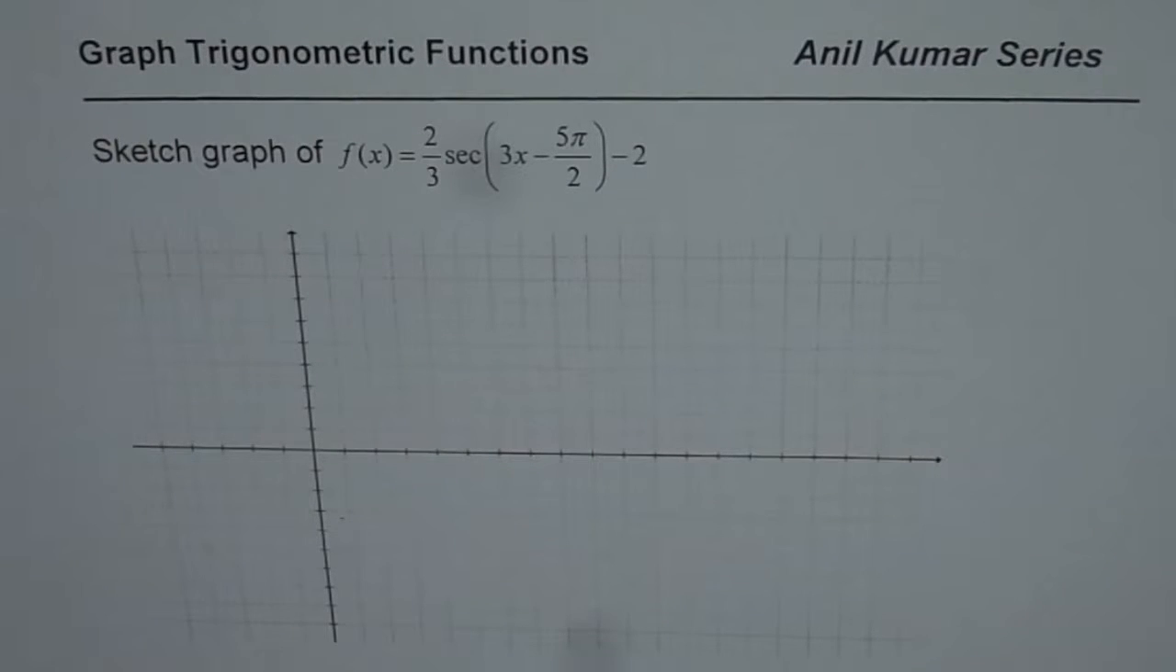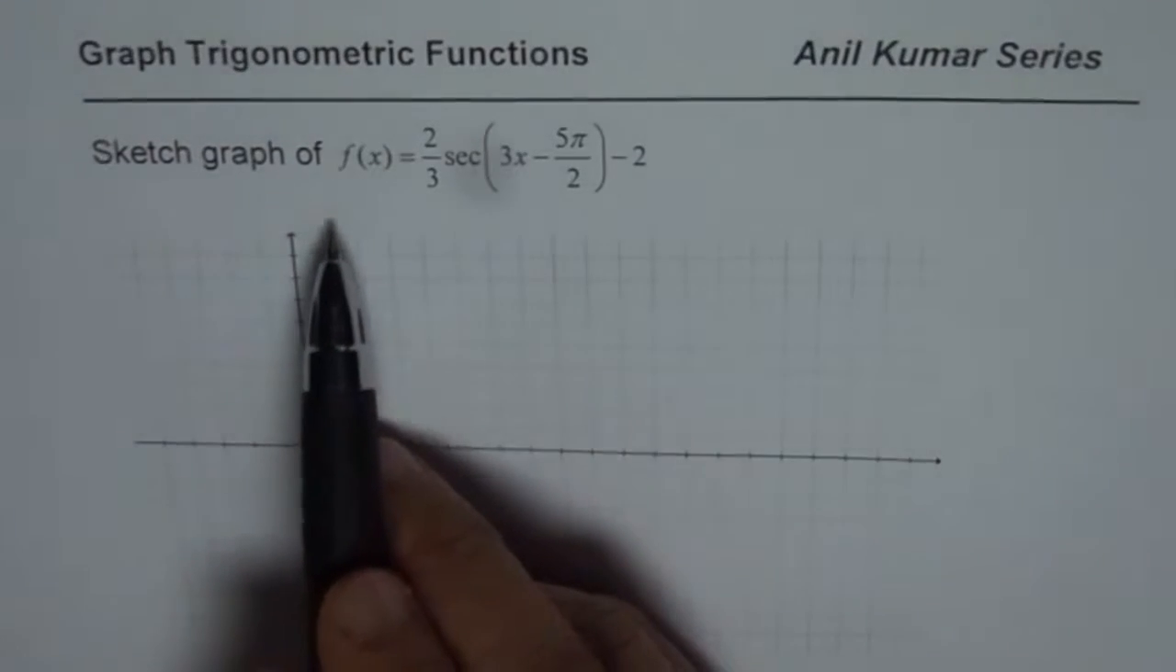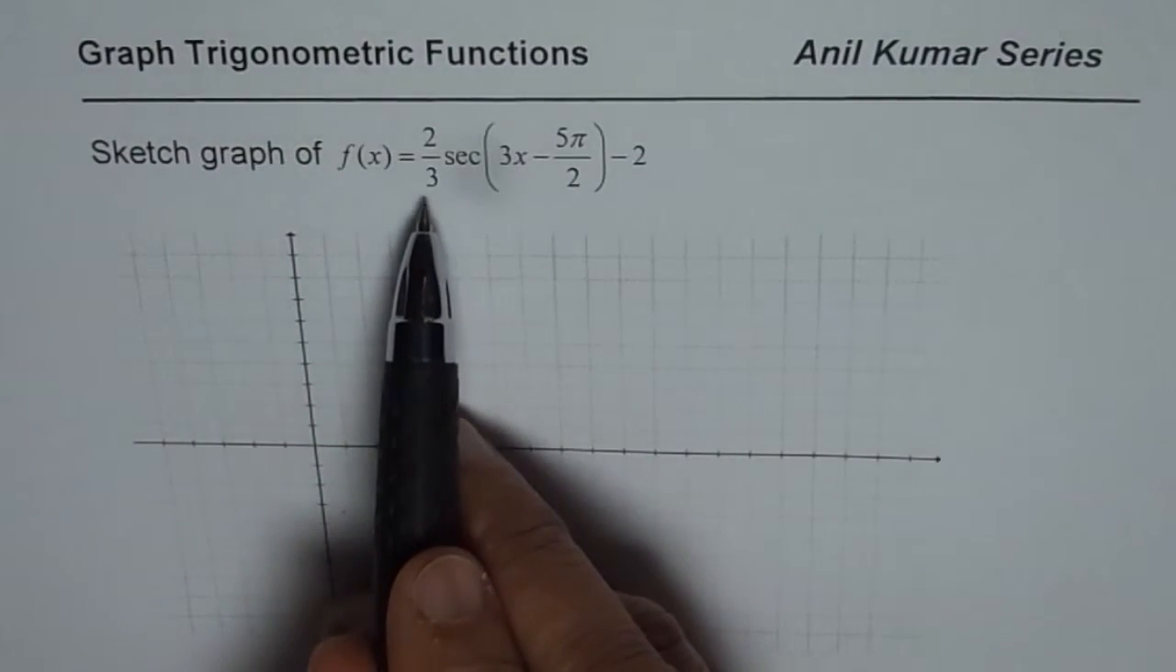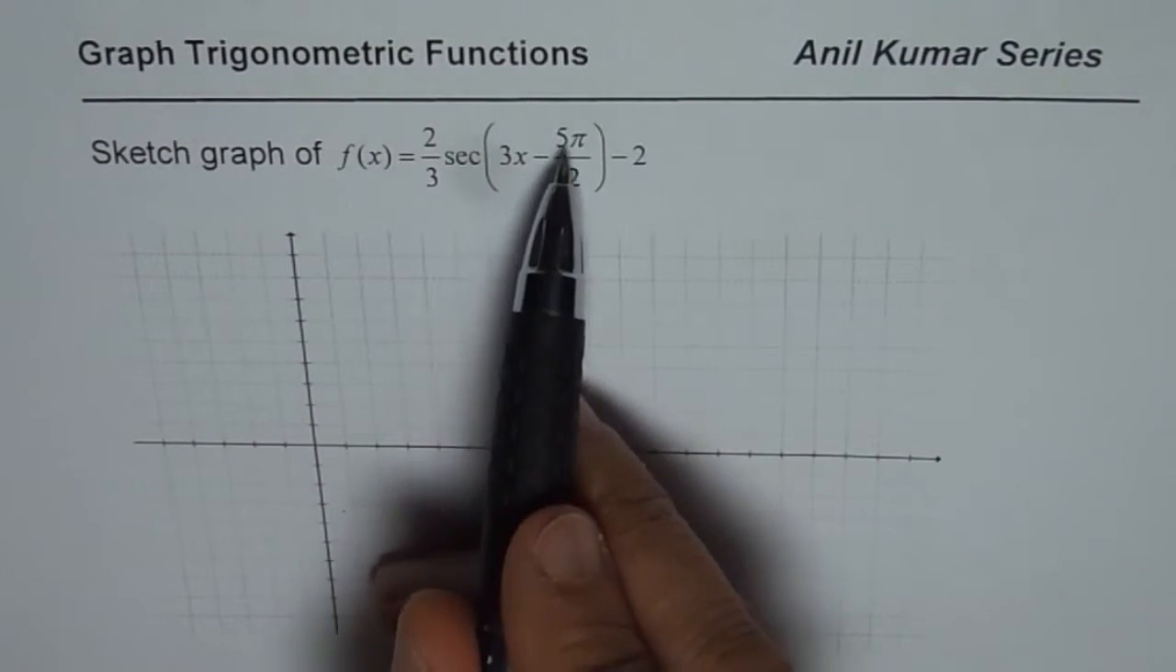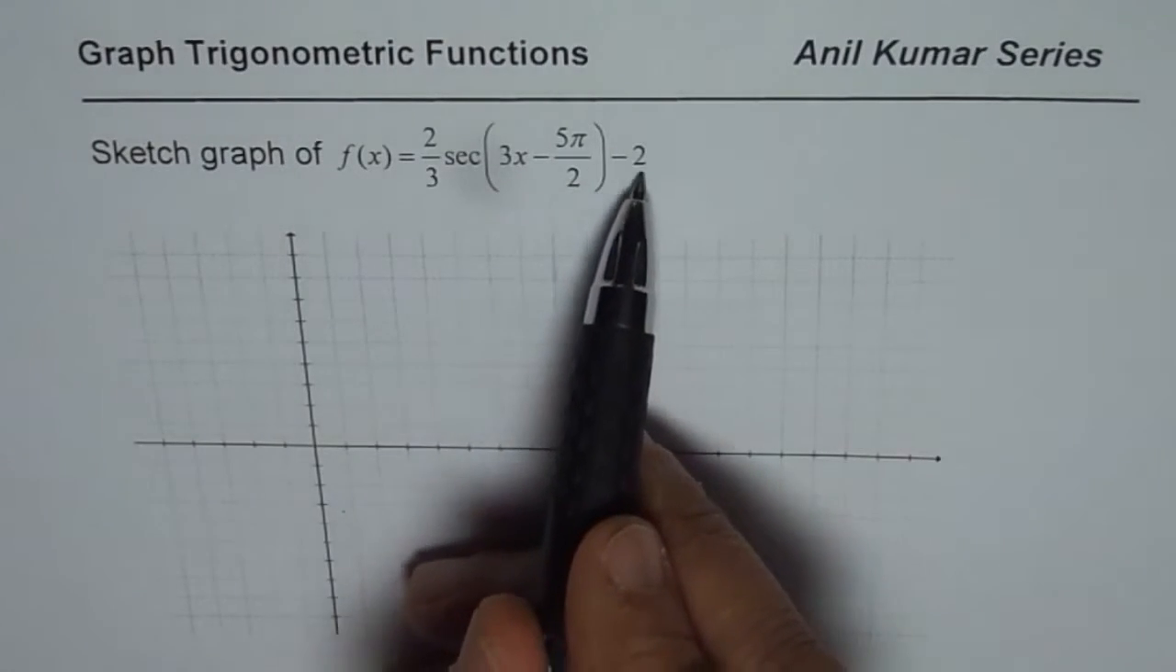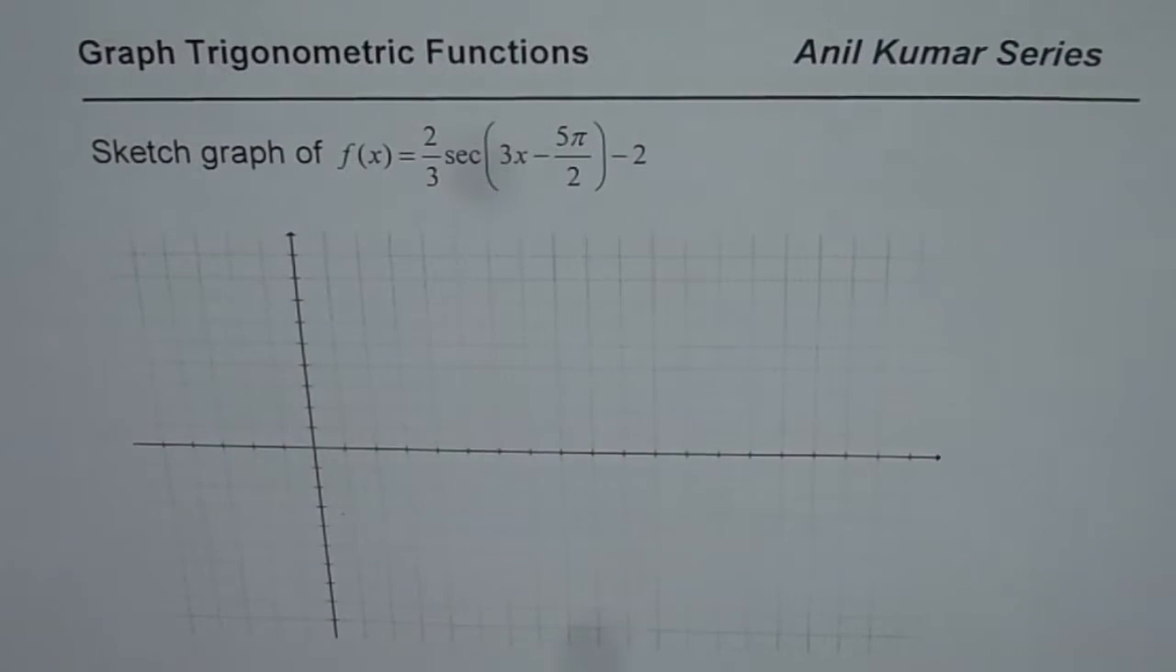I'm Anil Kumar, and in this video we'll try to understand how to sketch reciprocal of primary trigonometric ratios. The question here is: sketch the graph of f of x equals 2 over 3 secant of 3x minus 5 pi by 2, minus 2. You can pause the video, sketch your graph, and then check with my answer.